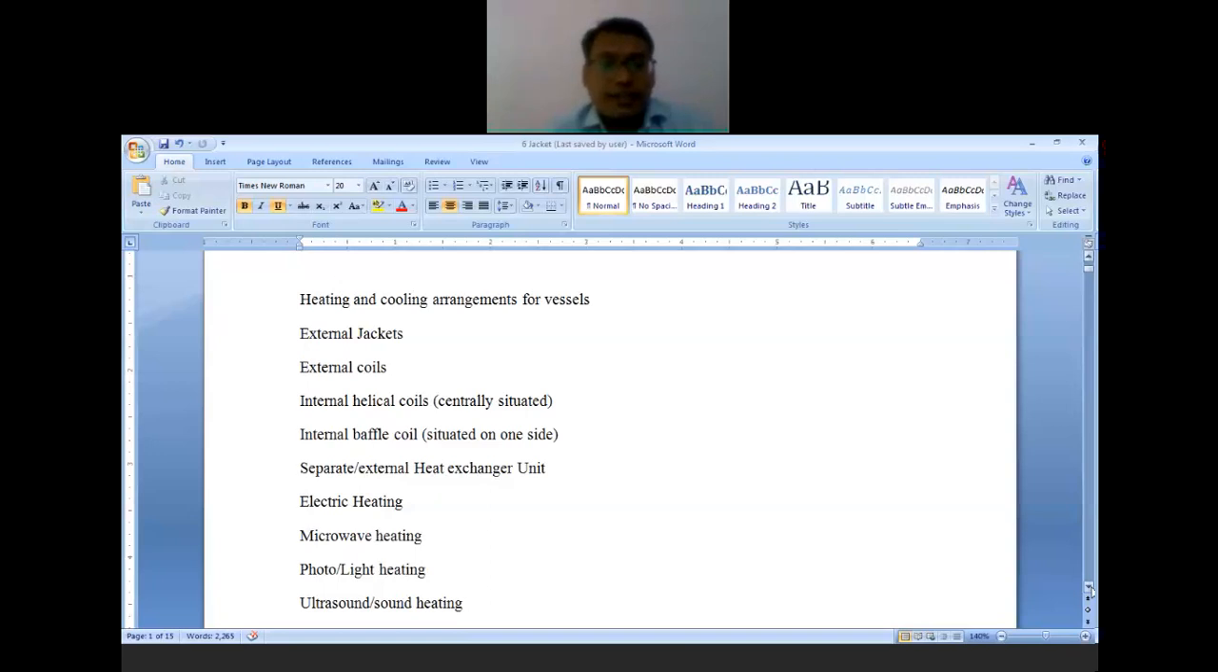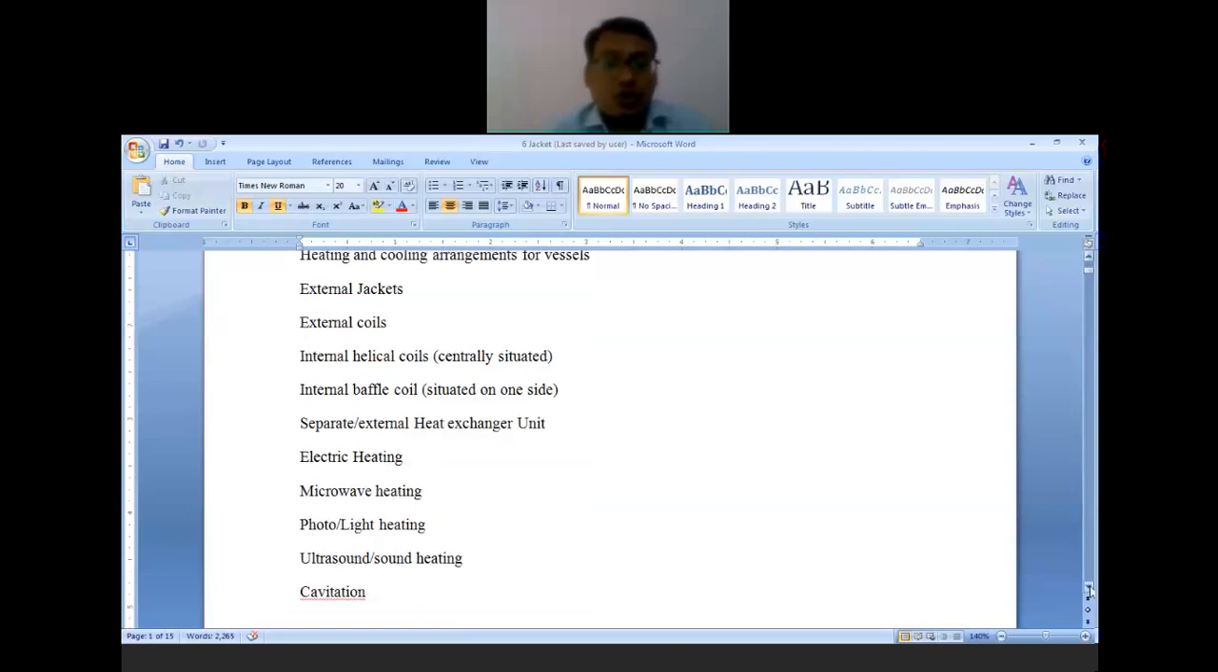Then microwave heating can be used. Photo or light heating, then ultrasonic heating, and cavitation heating. So these are the different ways by which we can provide the heating or cooling arrangements to the reaction vessels. Now generally why do you require these cooling and heating arrangements? It is basically to maintain the reaction temperature in the vessel.